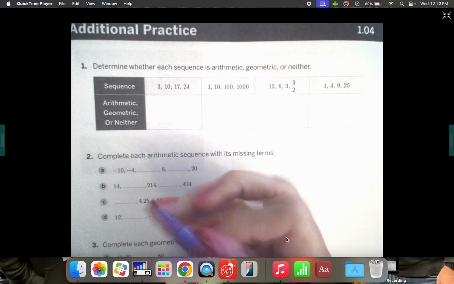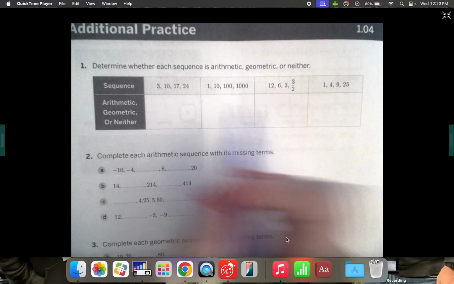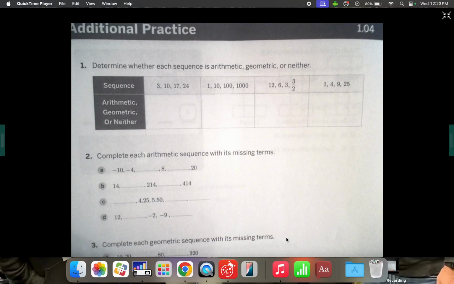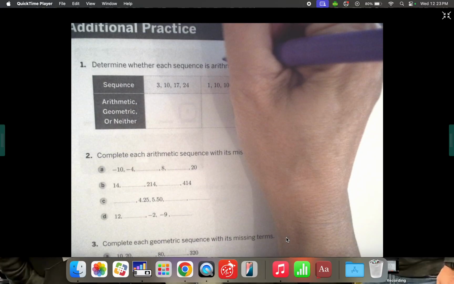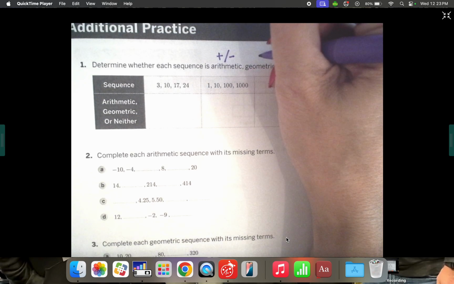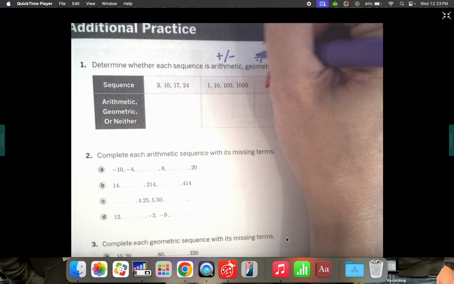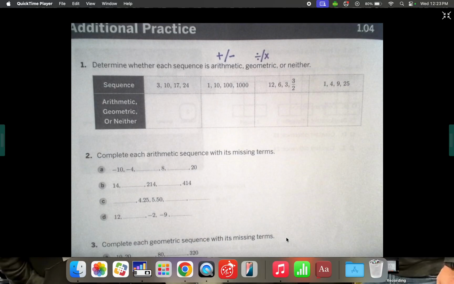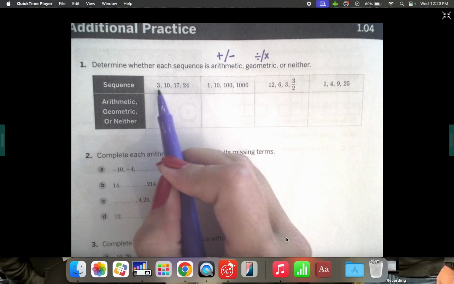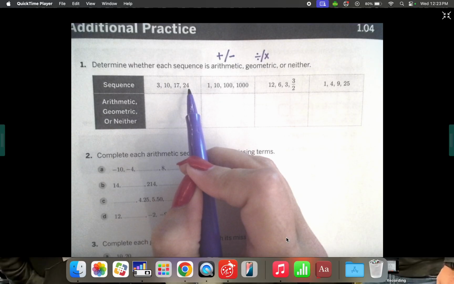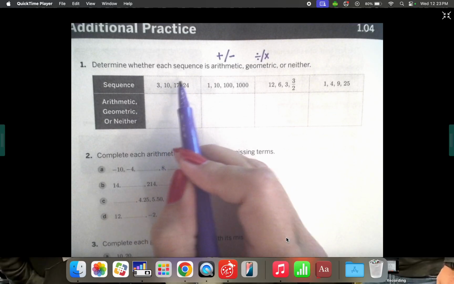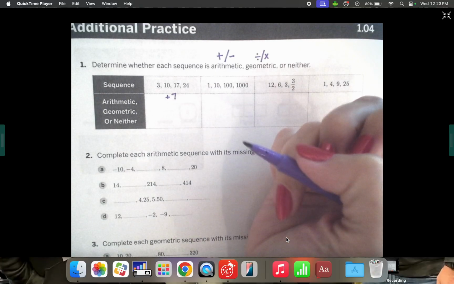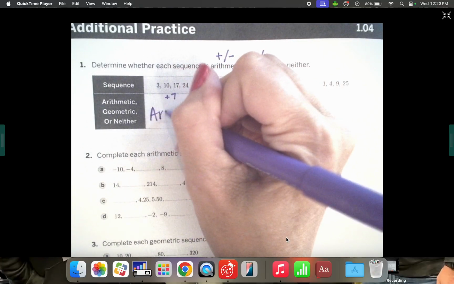Okay, the first set of boxes just says determine whether each sequence is arithmetic, geometric, or neither. So remember, arithmetic is when you're adding or subtracting. Geometric is when you are dividing or multiplying. I should have put multiply first. Doesn't matter. And then neither. So here we go. From 3 to 10 to 17 to 24. This is clearly adding 7 each time. So if we're adding 7 each time, that is arithmetic.